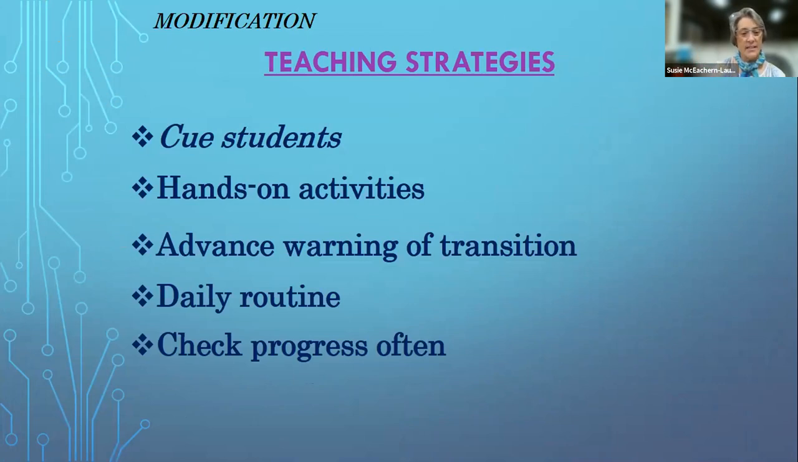Get the hands-on activities going. They need some warning if you're getting ready to move to something new. Don't just stop and start. Let them know that there's going to be a progression. Daily routine is vital, and checking progress often is key. That's where those bell ringers and exit tickets come in. You don't have to grade every single thing, but you as an instructor will know at a glance if they're getting the material. That's how you keep the rigor up.